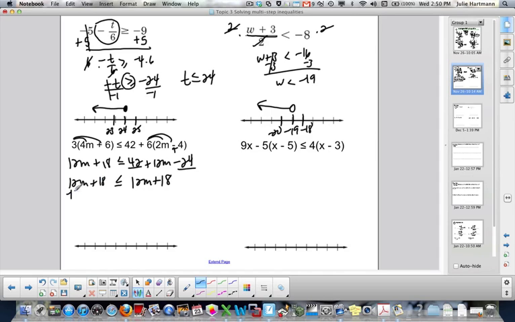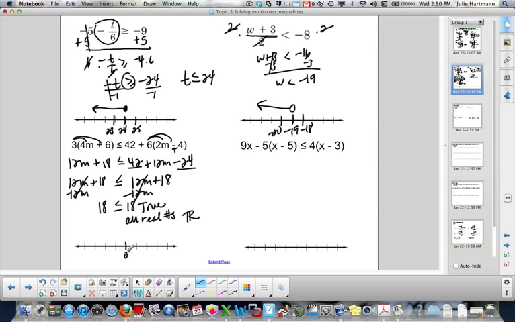Now getting my variables on one side, I minus the 12m, those cancel. I'm left with 18 is less than or equal to 18. So those special situations occur with inequalities as well. Our variables cancel. Is what is left true? Well, is 18 less than or equal to 18? Yeah, it's equal to it. So that is true, which means our solution is all real numbers, or our special are written like that.